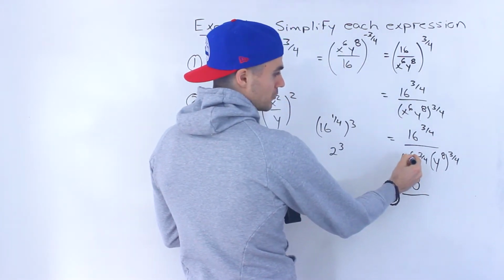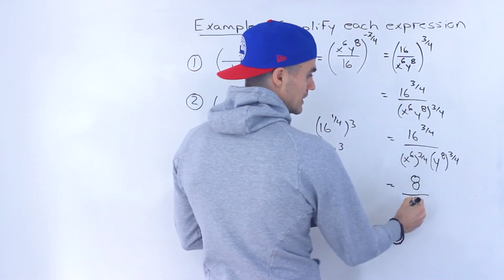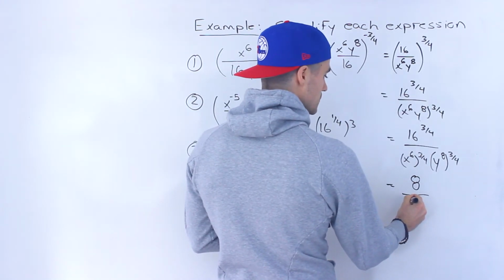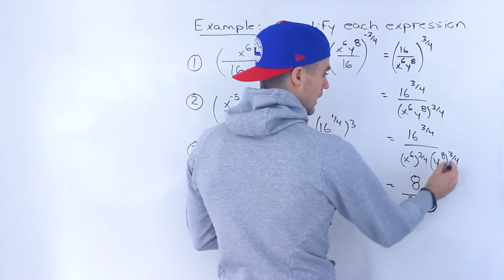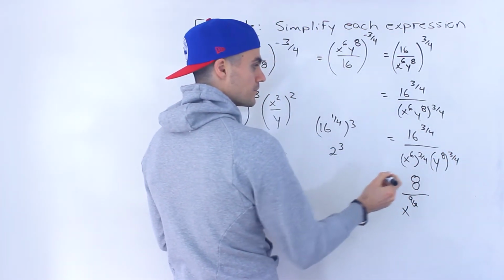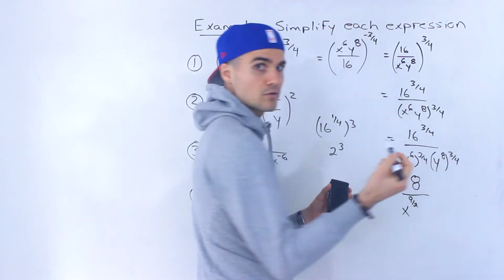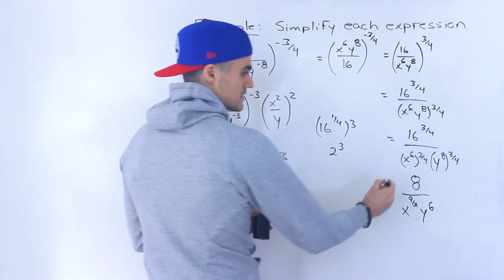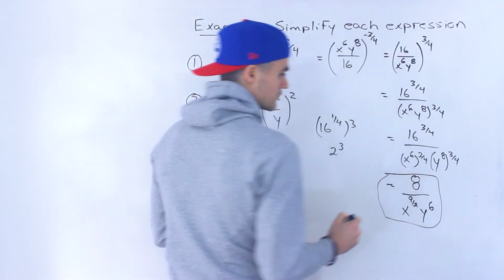Over here, we would end up with 18 over 4, which would be 9 over 2. Right, so this would be x to the power of 9 over 2. And then over here, this would end up being 6, right? 8 times 3 over 4 gives us 6. So this would be y to the 6. So this here is the final answer.